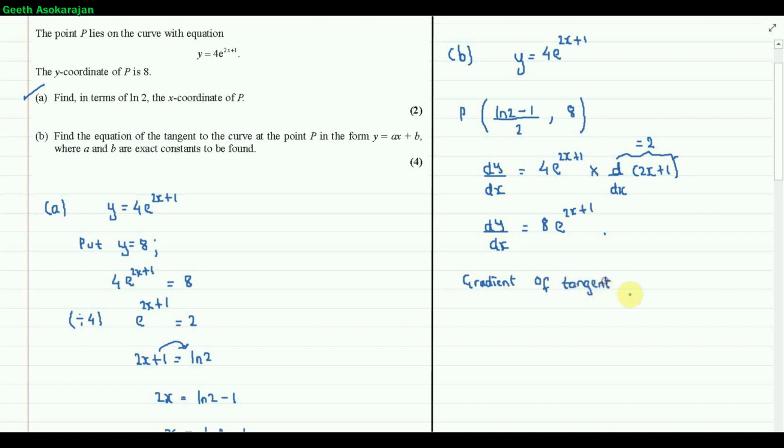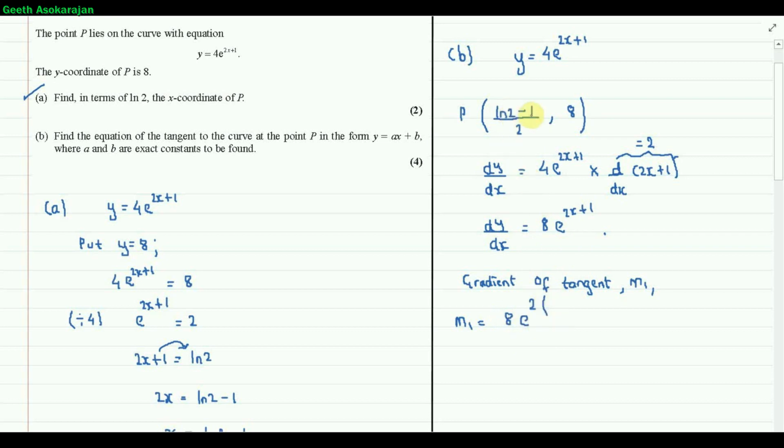And for the tangent gradient, I usually name that m1. So m1 is the tangent gradient. To calculate the tangent gradient, all that we need to do is replace the x coordinate of the point, being (ln2 minus 1) divided by 2, into the gradient function dy/dx. So let's do that. So we'll have 8e to the 2.